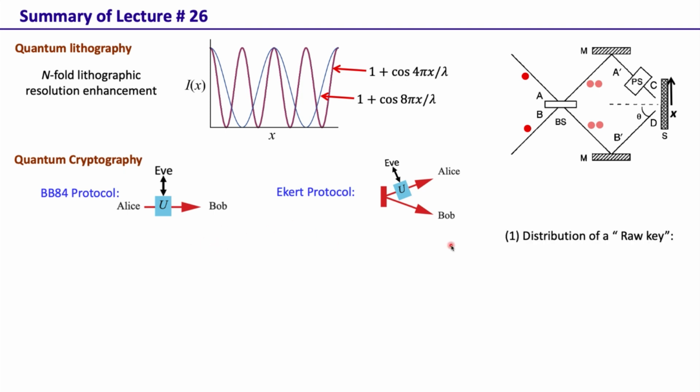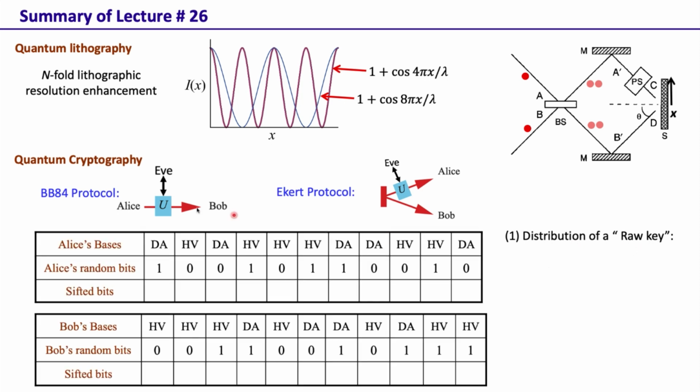The way both these protocols work is that first it involves what's called the distribution of a raw key, in which Alice sends a qubit or a string of qubits to Bob. Similarly in the Ekert protocol, the source sends out an entangled pair of qubits to Alice and Bob, and then Alice makes a measurement on that qubit, and that measurement by Alice is equivalent to Alice sending qubits to Bob here.